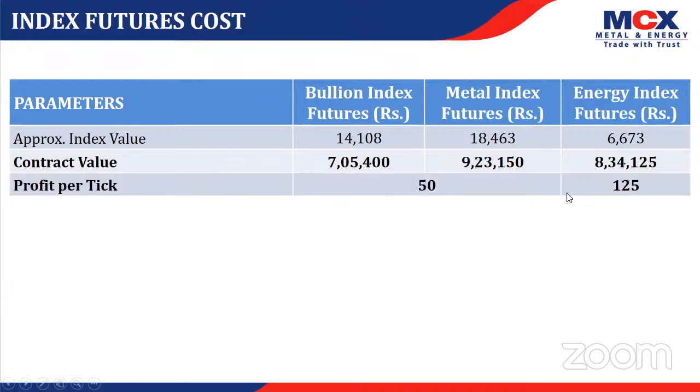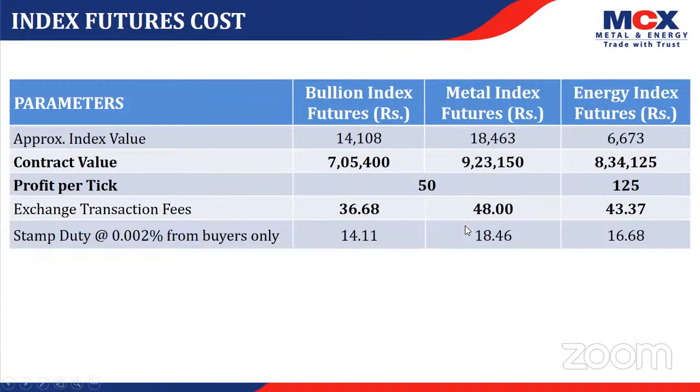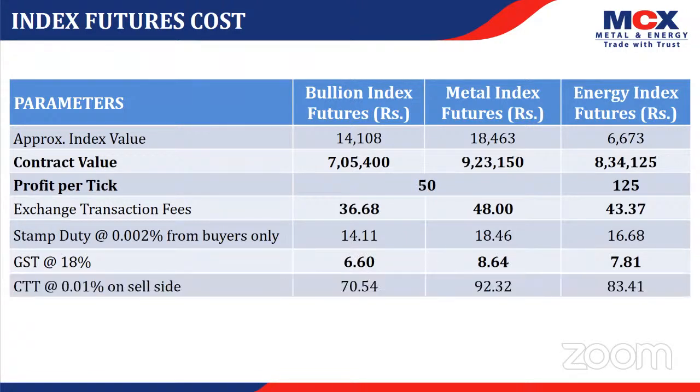Profit and loss per tick, we know for Bullion index and metal index is 50 units per tick, and 125 units per tick movement for energy index futures. If I include, for example, and understanding, if I add exchange transaction fees and stamp duty, which is charged from buyers, and GST on transaction fees, and your CTT on the sell side.